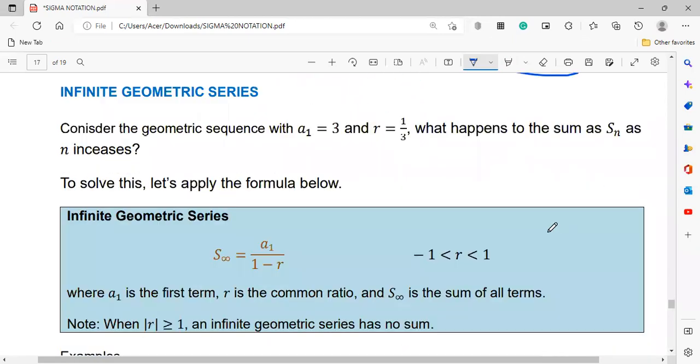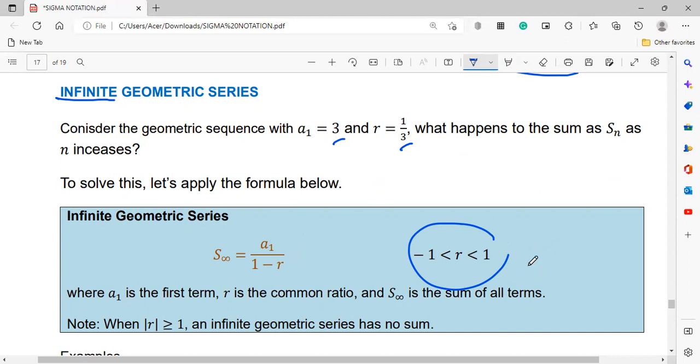However, there is what we call the infinite geometric series. Meaning to say, we don't know where to stop, but we can only identify the common ratio. So let us consider the first term as 3, the common ratio as 1/3, and what happens to the sum S sub n as n increases. Now the formula for S infinity, the infinite geometric series, is equal to the first term divided by 1 minus r, provided that the ratio is between -1 and 1.